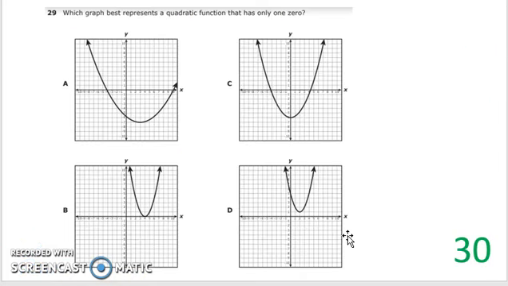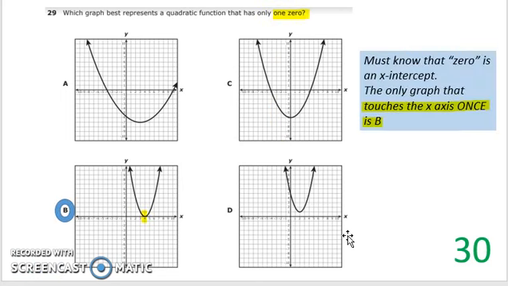All right, on this one, you've got to know what a 0 is. A 0 is an x-intercept. We want to know the one that only has one of them. A and C cross at 2 points on the x-axis, and D does not cross at all, so that's no solution. This is the only one where the vertex is on the x-axis.